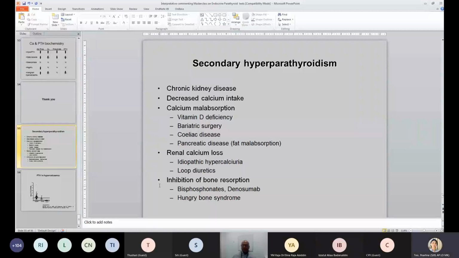Before I go to the next, yeah, go ahead. Good afternoon, Dr. Vasikaran. It was great listening to your talk. I had a little query on osteomalacia. You said low calcium, low phosphate. And why is it that in osteoporosis it's normal?